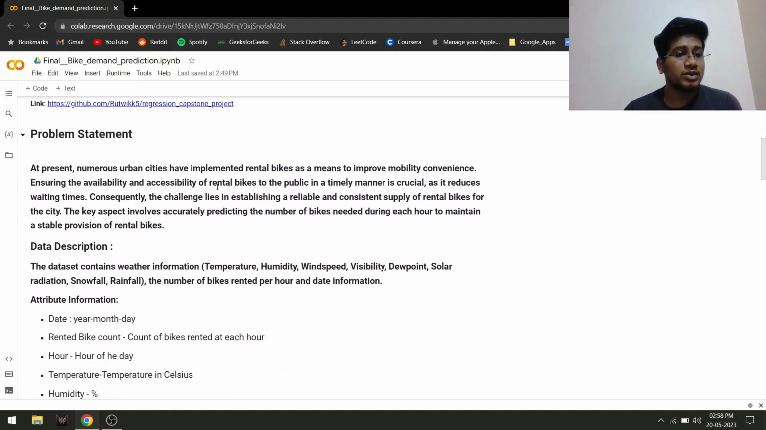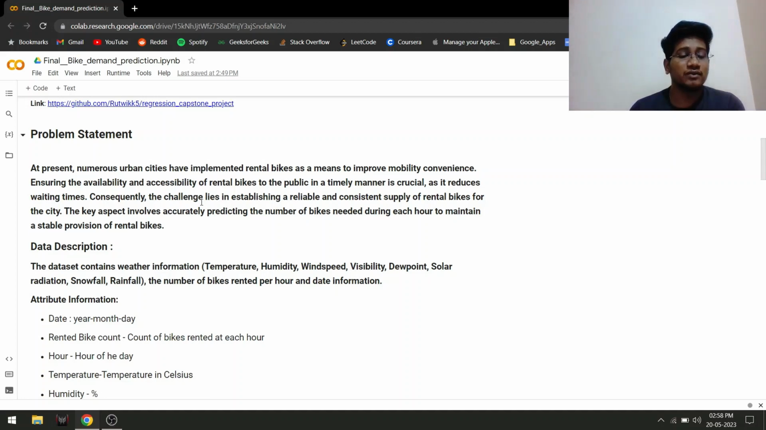Project problem statement. At present, numerous urban cities have implemented rental bikes as a means to improve mobility convenience. Ensuring the availability and the accessibility of rental bikes to the public in a timely manner is crucial as it reduces waiting time. Consequently, the challenge lies in establishing a reliable and consistent supply of rental bikes. The key aspect involves accurately predicting the number of bikes needed during each hour to maintain a stable provision of rental bikes.